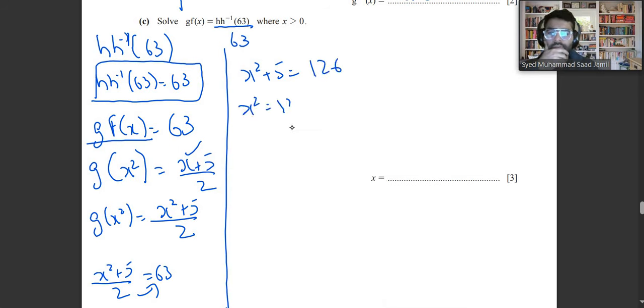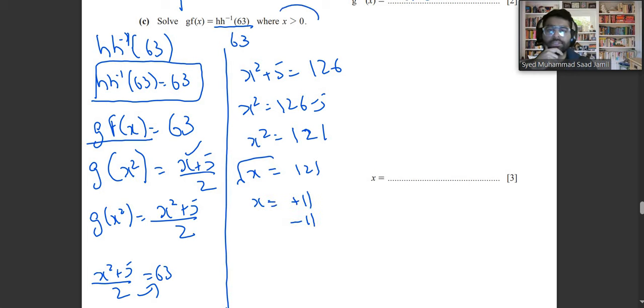X squared is equal to 126 minus 5. X squared is equal to 121, and you will take the square root of both sides. The square root of 121 is 11, so it's plus 11 and minus 11. Since x is greater than 0, we will only write plus 11. Next question.